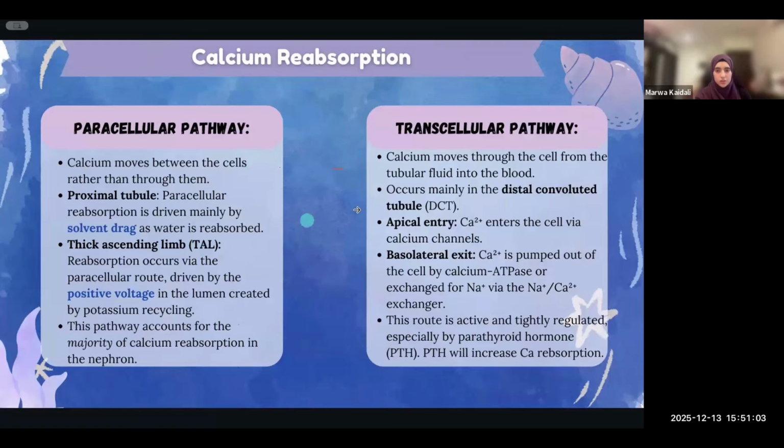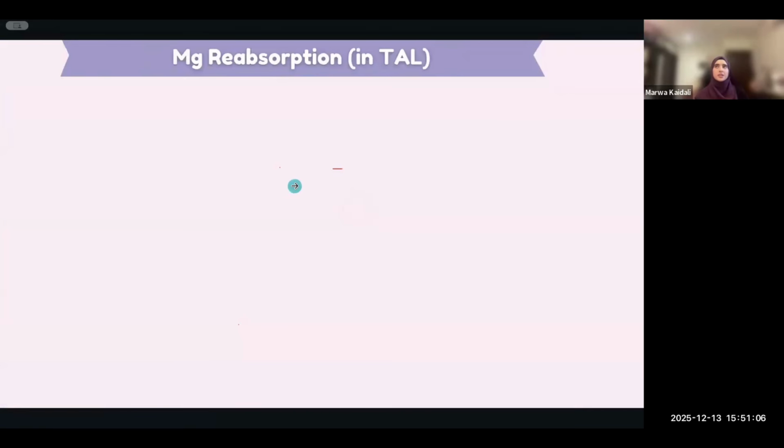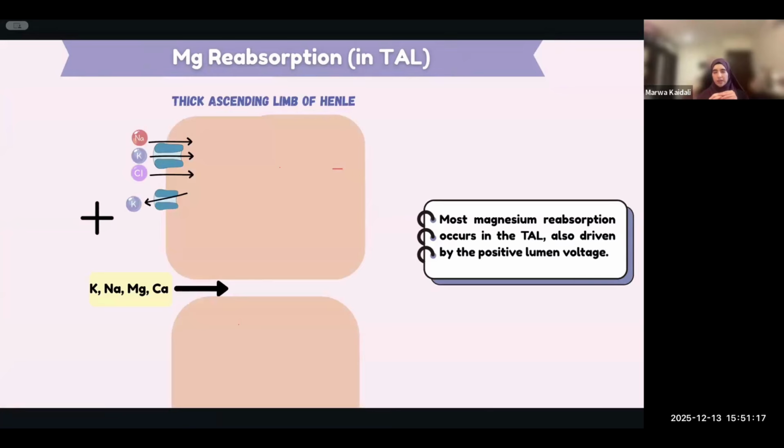So again, this is everything that I said in words. Now we're going to talk about magnesium reabsorption. For magnesium, we also saw solvent drag and the potassium backleak, but we're not going to mention the solvent drag because only a very minor amount of magnesium is reabsorbed through that pathway. So when we talk about magnesium reabsorption, just think about the potassium backleak that creates a positive voltage that pushes magnesium to be reabsorbed paracellularly, because this is the main area for magnesium reabsorption. So again, magnesium reabsorption will occur in the thick ascending limb of Henle because of the potassium backleak.